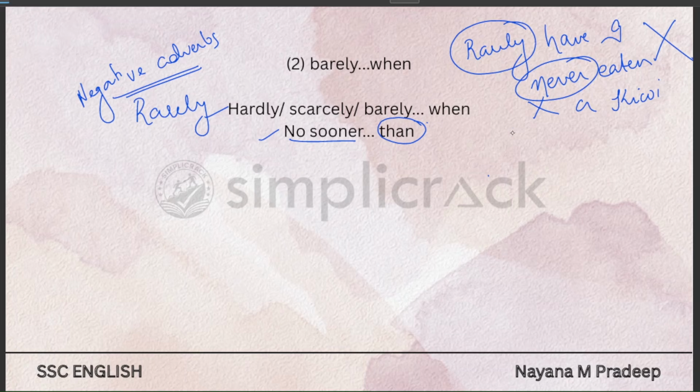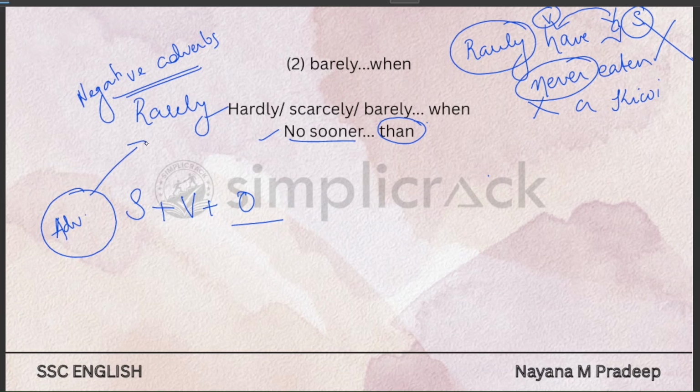Similarly, if you see in this sentence, I have inverted the structure. I have used the subject after the verb. We all know that the general structure of a sentence is subject plus verb plus object. But when we use adverbs like hardly, rarely, scarcely, barely, etc., in the first position, you have to remember that there is an inversion of the structure. The verb will come before the subject.